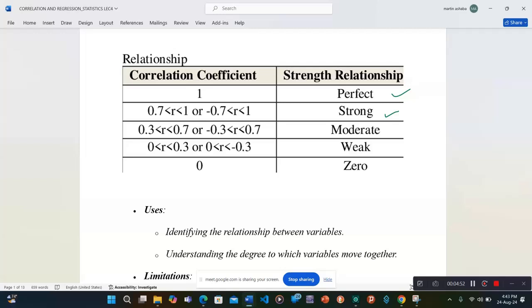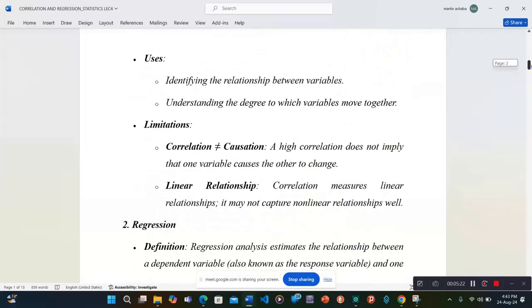If it ranges from 0.3 to 0.7, then there is a moderate relationship. Then 0 to 0.3 or 0 to -0.3, there is a weak relationship. If it is 0, then there is no relationship. Of course, if there is no correlation, then the relationship strength is 0.